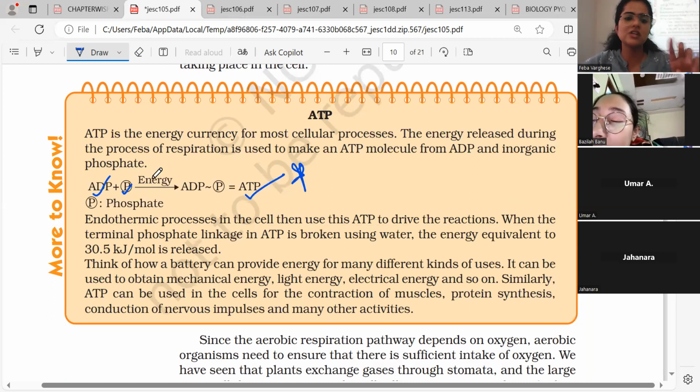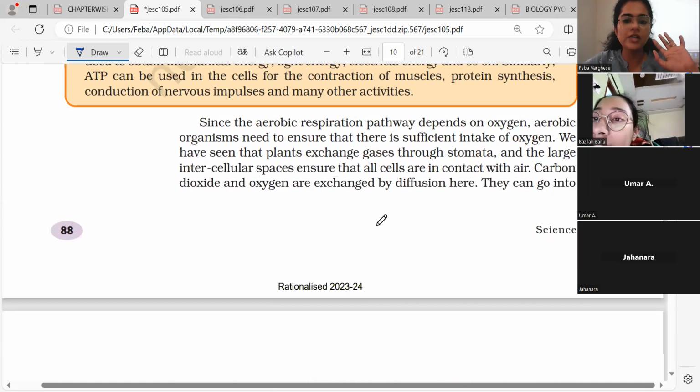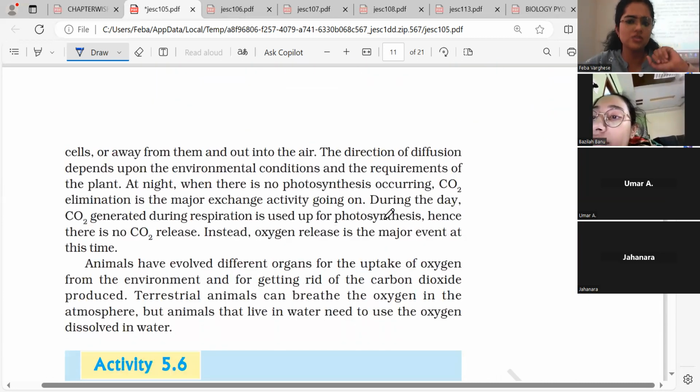Okay, just remember this thing from this whole table. Just this one. You have to remember this. Okay, now moving on, guys. Moving on to the exchange of gases.